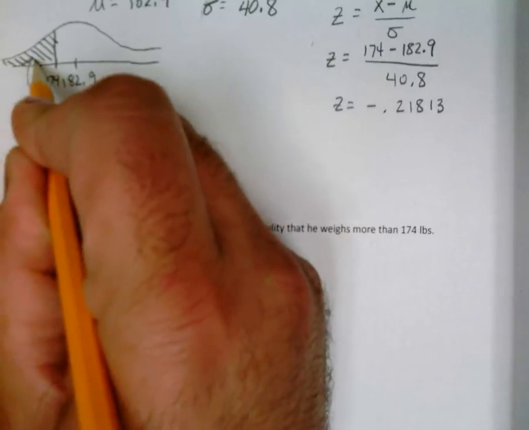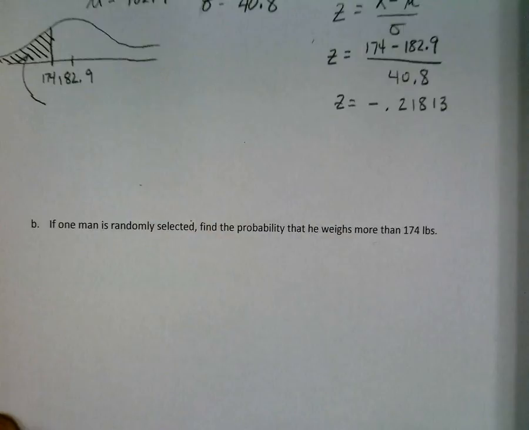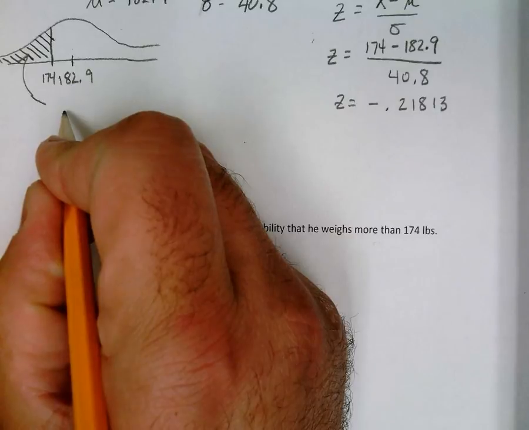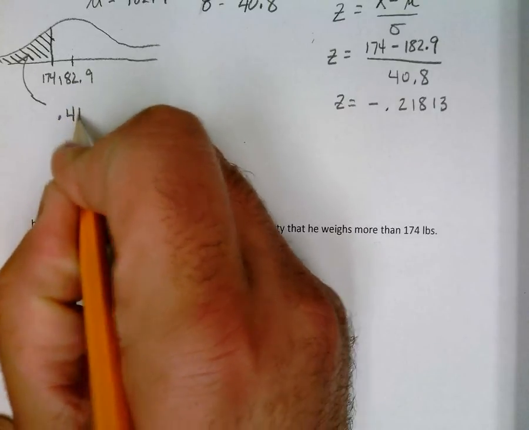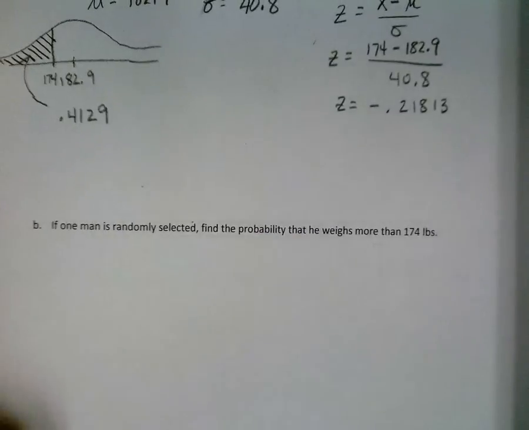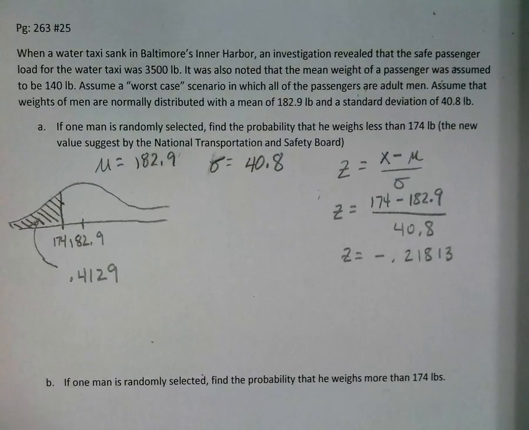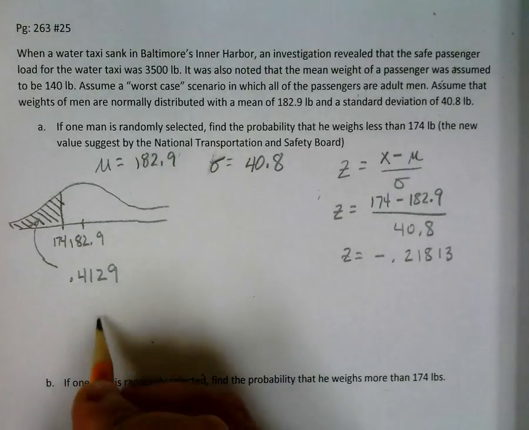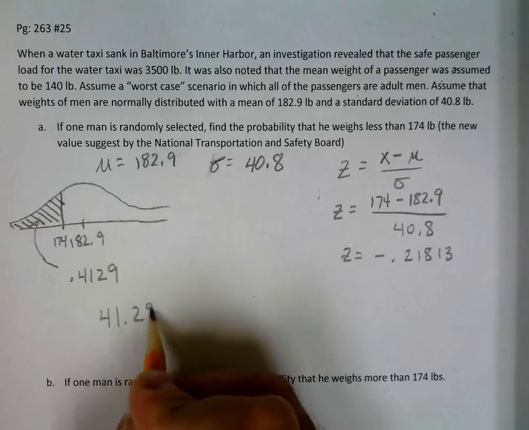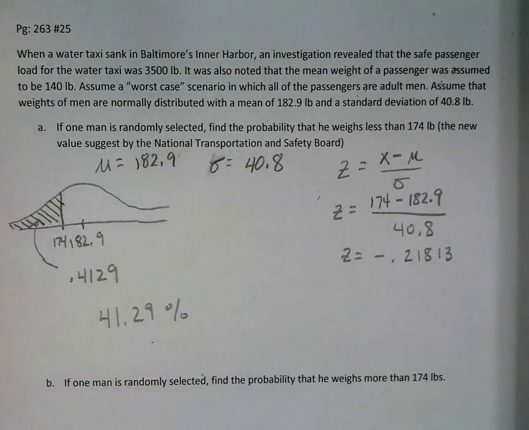So that is our area underneath the curve, which is also our probability. So there is a roughly 41.29% chance that if we randomly selected an adult male from the population, they would weigh less than 174 pounds. So less than a 50% chance.